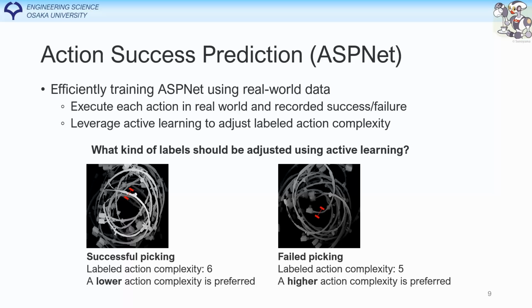Since wire harnesses are difficult for modeling or simulated training, we collect data in the real world to train ASPNet. To reduce the cost of human intervention in data collection, we executed each action and record if the robot can isolate the entangled wire harnesses, and leverage active learning to adjust the labeled action complexity. For example, action complexity of 6 can successfully disentangle the object, but we prefer action complexity lower than 6, which can save time. On the other hand, we prefer higher action complexity to solve the failure cases.